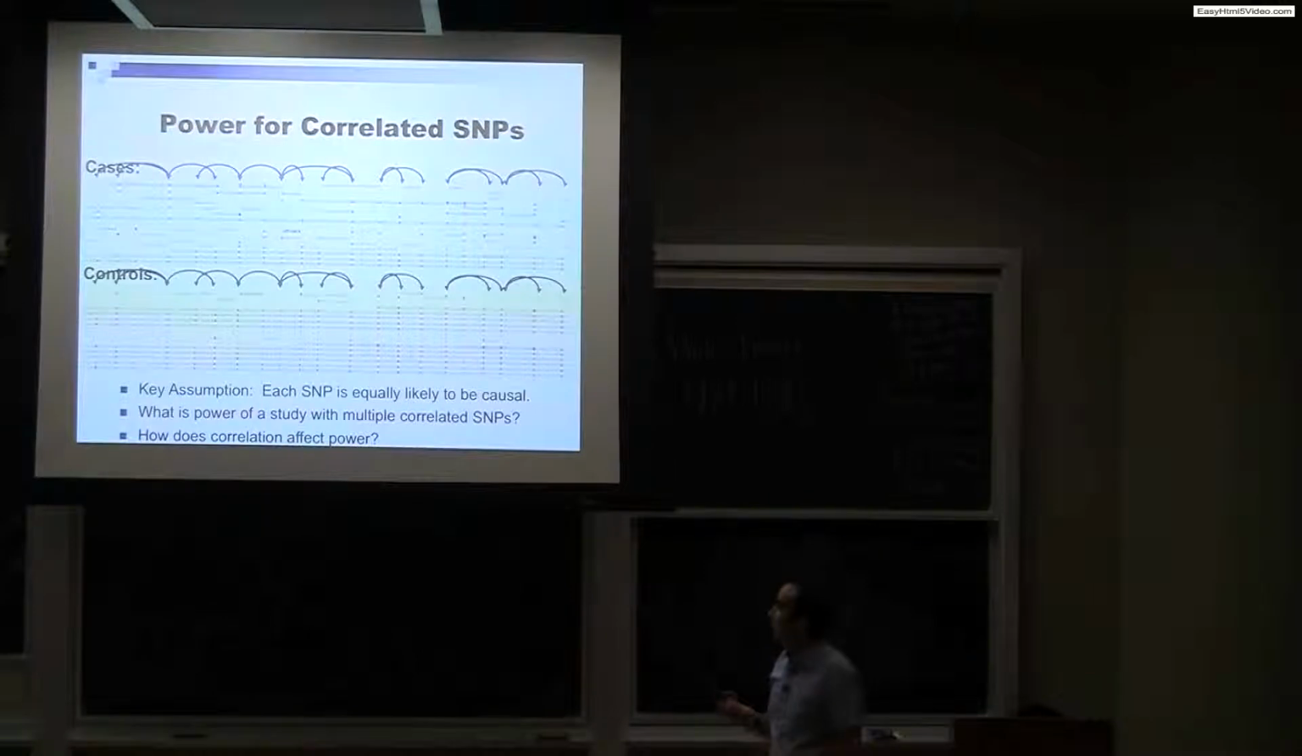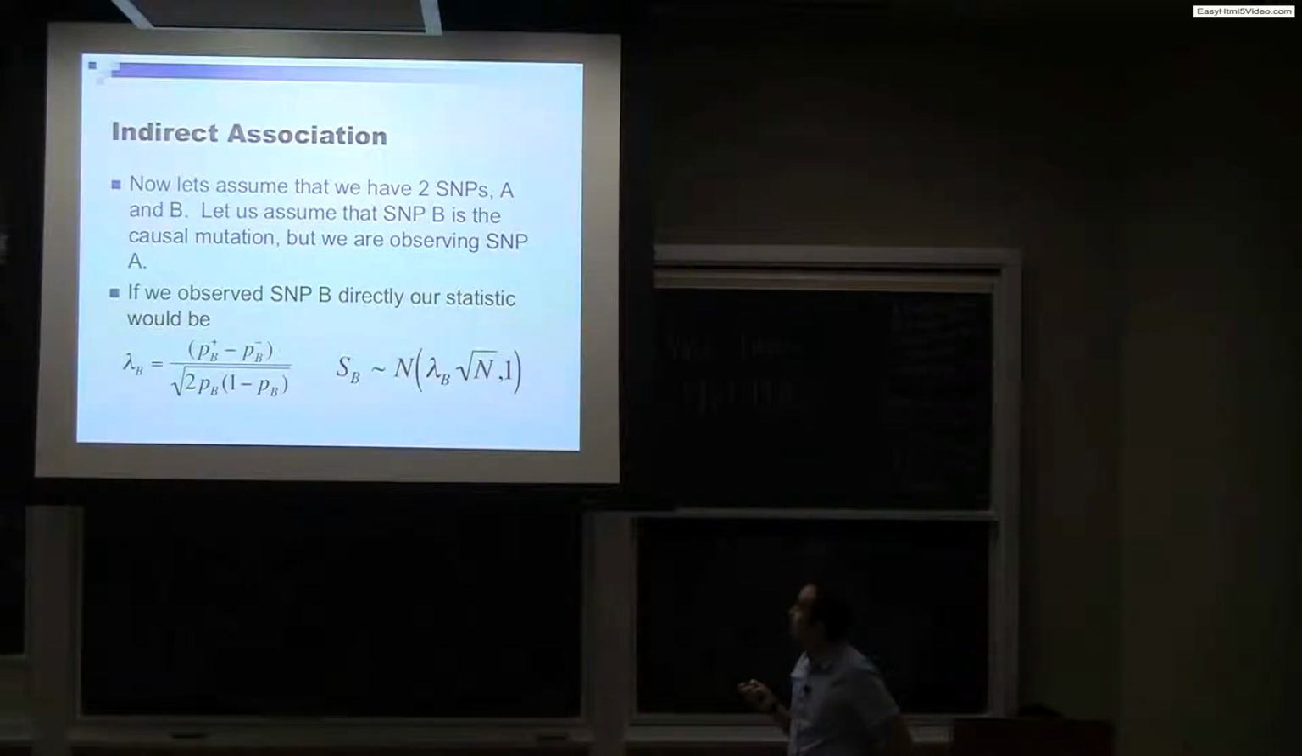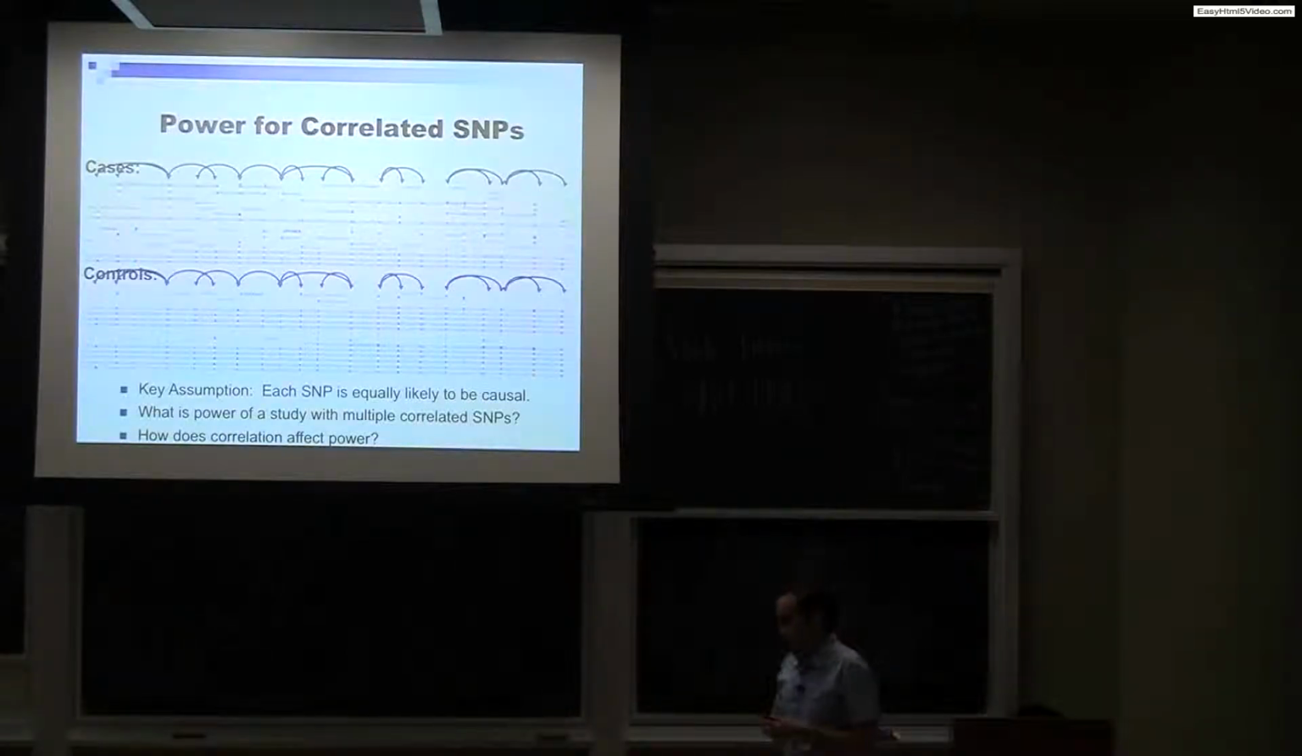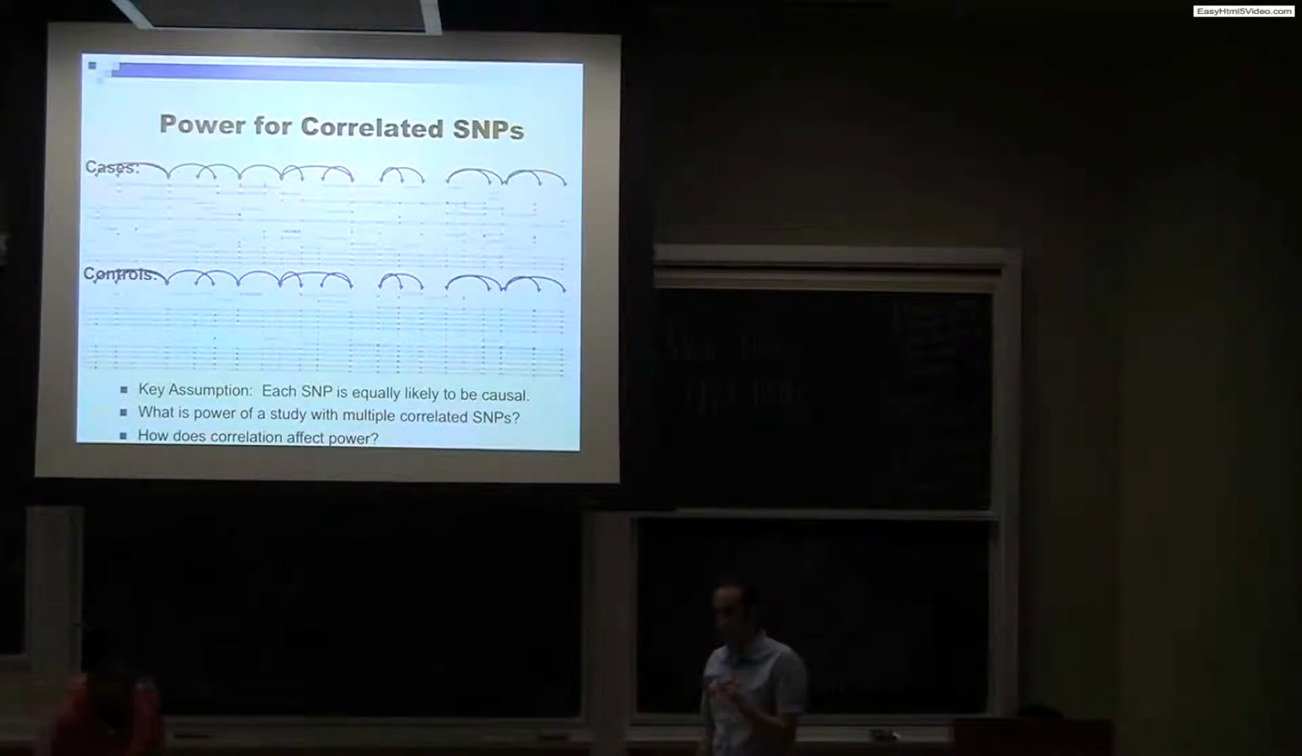So the question is, what's the power of a study with multiple correlated SNPs? We're going to look at a very specific problem right now. Let's say you're collecting a variant that actually has no effect on the disease at all, but it's correlated with a variant that does affect the disease. This is what we mean by indirect association.